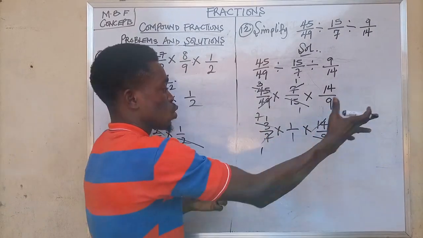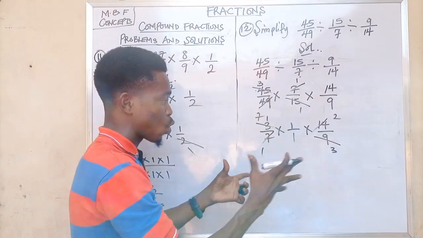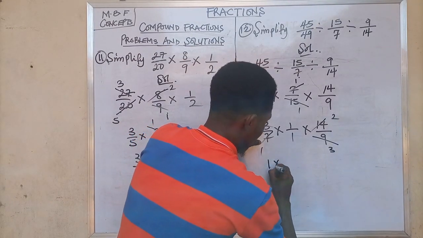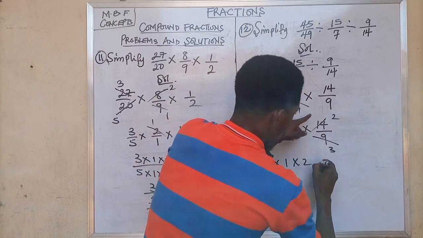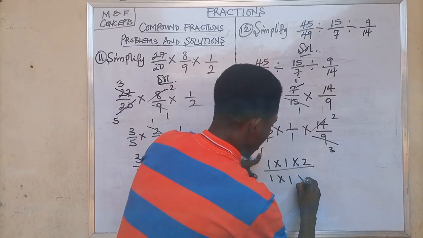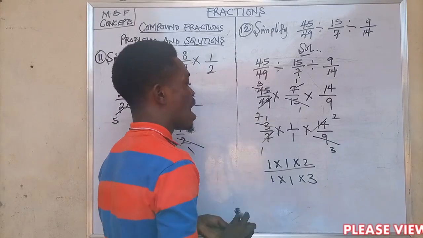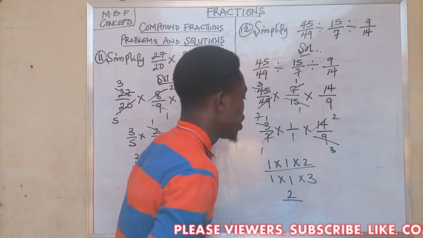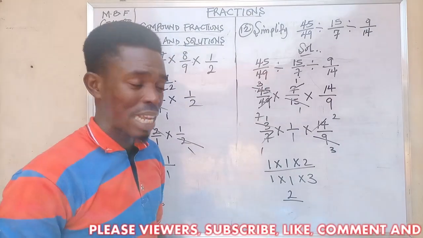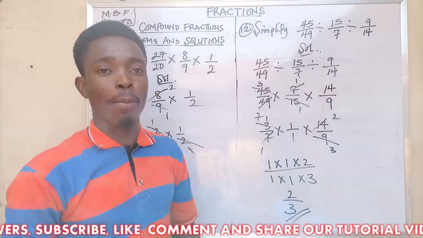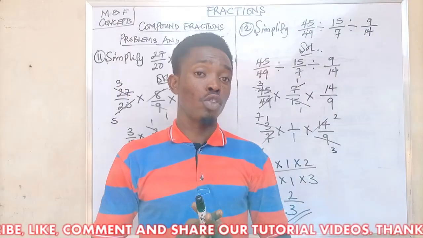All we need to do is to collect all the numerators and also collect all the denominators. So the first numerator we have here now is 1 times 2. All over, at the denominator we have 1 times 3. Guys, 1 times 1 is 1, and 1 times 2 is 2. Then 1 times 1 is 1. 1 times 3 is 3. Then we will stop here because our answer is a proper fraction, 2 over 3.